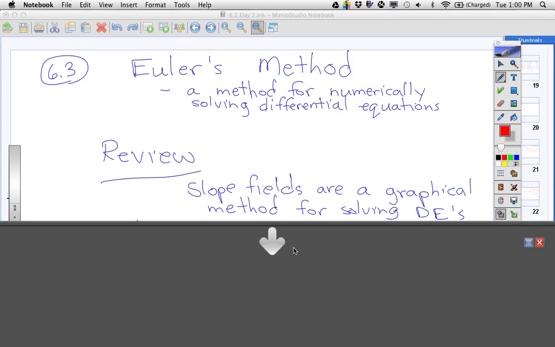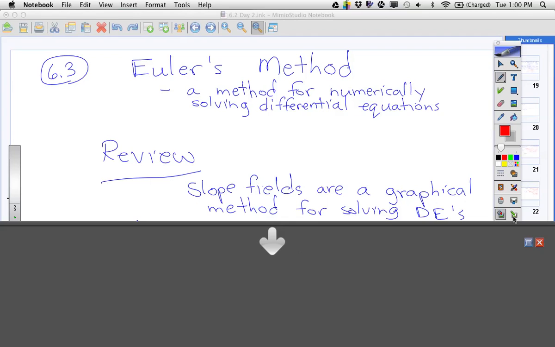Slope fields are a graphical method for solving differential equations. Now, it's just an approximation, really, and so is Euler's method. So there's a similarity right there. These are approximations to the solution, which is what we've been doing for integrals. We've been approximating the solution. So from that standpoint, you can kind of see why this would fit in.